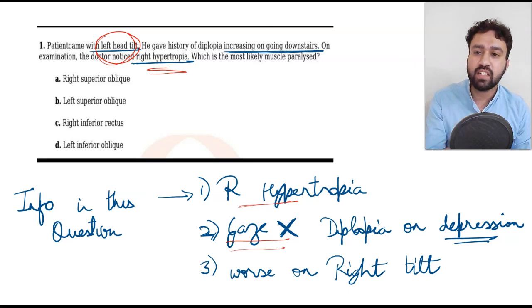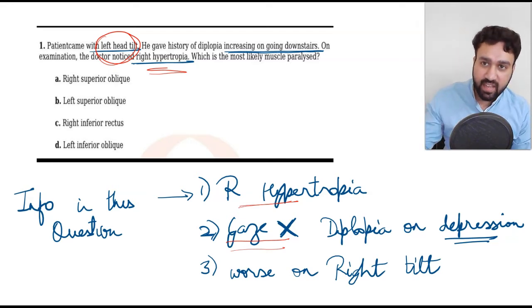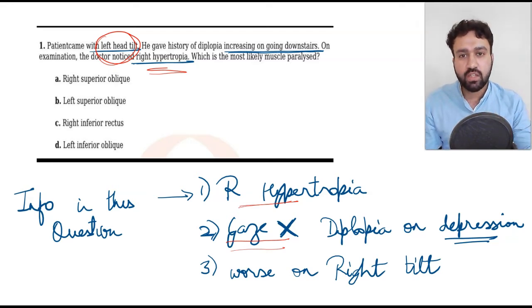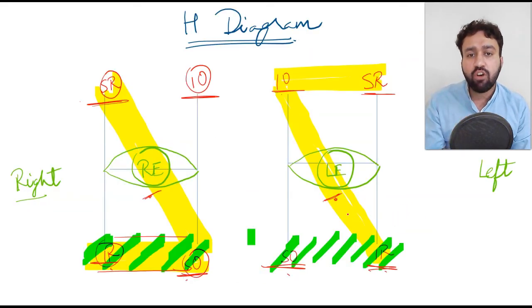Now remember, in the Parks test, we need information of in which direction the diplopia is worse, or in which direction the diplopia is more. That is what we need to graphically represent in the edge diagram, right? So this patient has a left head tilt, which means in left head tilt his diplopia is less and his diplopia is worse in right head tilt. So now understand what happens in a tilt.